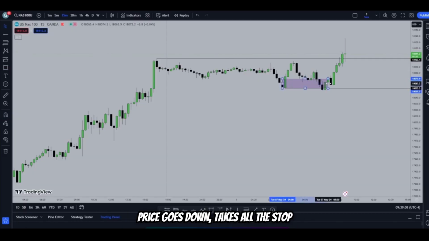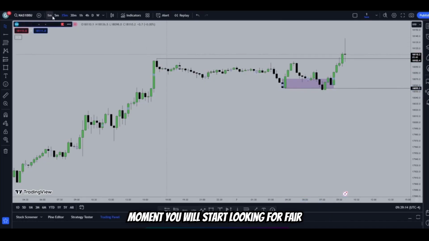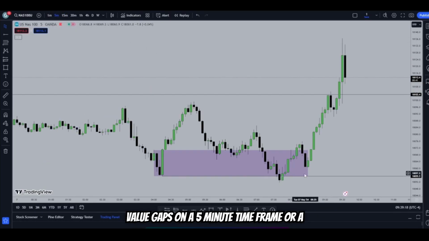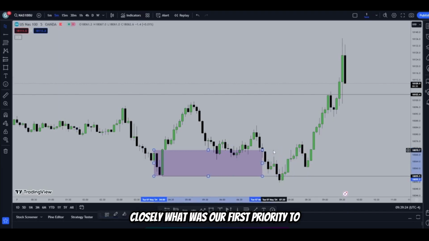But what happens after that? Price goes down, takes all the stop losses at 740 over here, 730, 740. At this moment, you will start looking for fair value gaps on a 5-minute time frame or an order block. If there's no fair value gap, look for an order block. Okay, but look closely. What was our first priority? To look for the liquidity sweep.